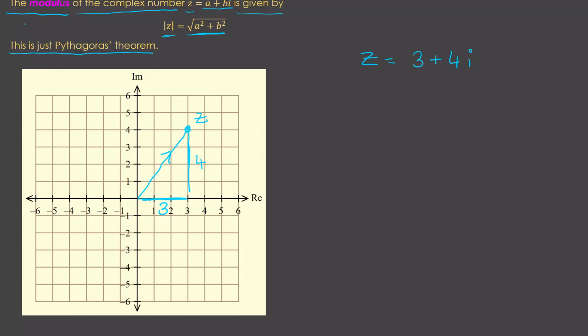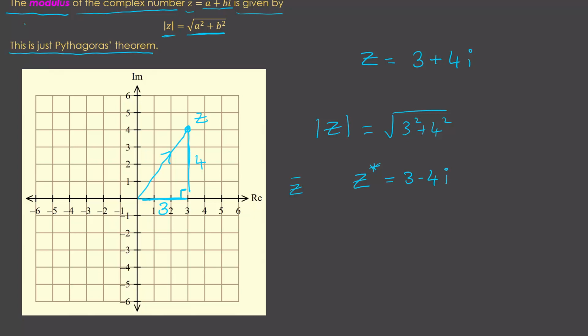You may spot the 3, 4, 5 triangle because, of course, this is a right-angled triangle. But we can see that the length of the vector is just going to be the square root of 3 squared plus 4 squared. Now, while we're here, let's just think about the conjugate, which is z star or sometimes z bar. That would be 3 minus 4i.